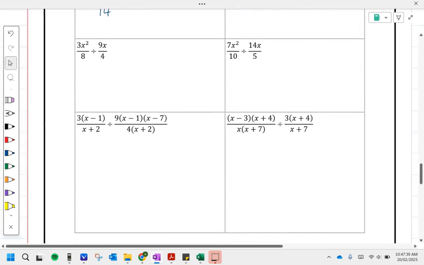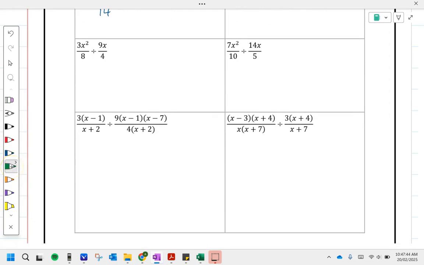All right, let's have a look at this one here. We've got division now. When we divide, we need to keep, change, flip. So I'm going to keep this the same, 3x squared over 8. I'm going to change this divide to a times, and then I'm going to flip the second fraction only, 4 over 9x. From here, we can start cancelling. So we can see, 8 and 4 divisible by 4, that's 1, that's 2. 3 and 9, both divisible by 3, that's 1, that's 3.